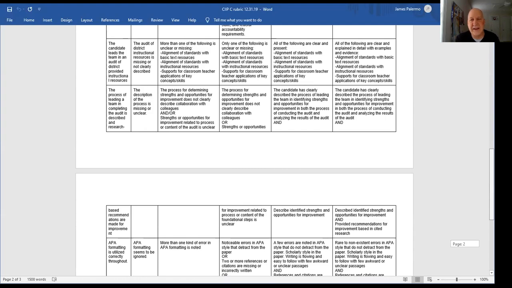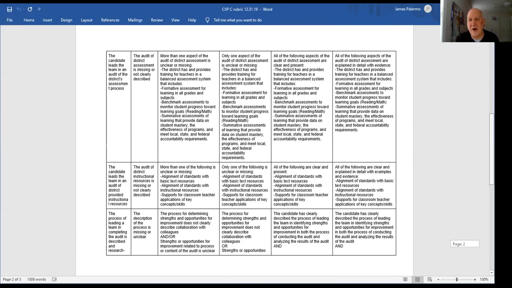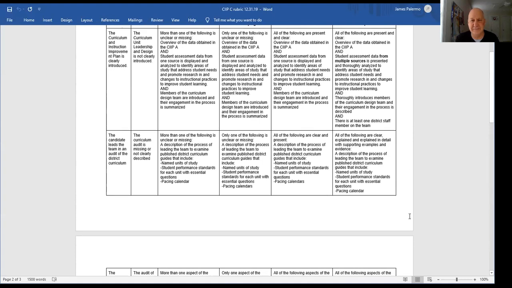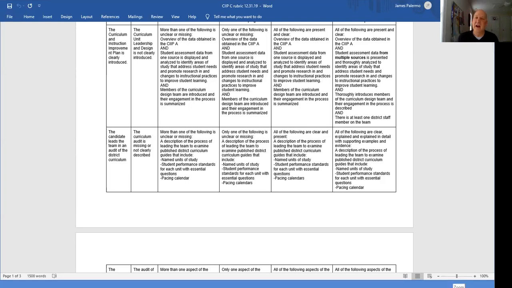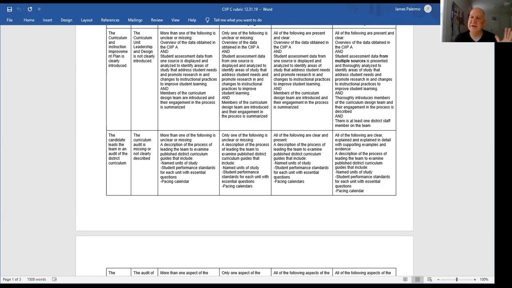If I'm not clear about the expectations for what the curriculum audit looks like, please contact me, Dr. Jim Palermo, or your instructor for further description. Along with Part D, the reflection, parts A, B, and C should go together as one large curriculum audit.